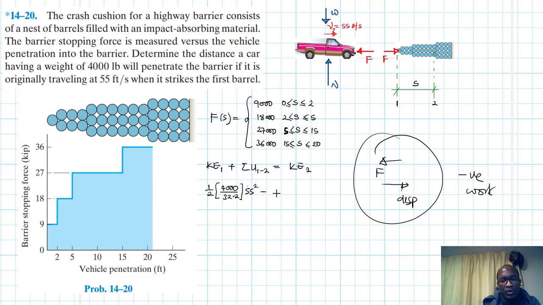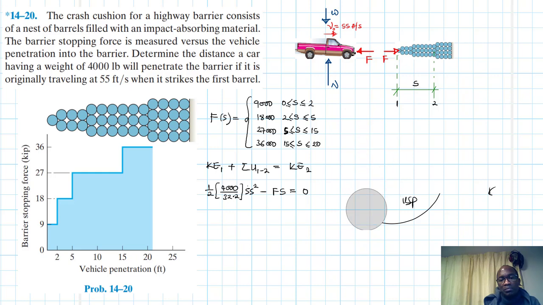So this is going to be equal to minus F times S. And since this vehicle will come to a stop at 2, it will have to stop. Therefore, the final velocity is going to be 0 at 2. Therefore, the final kinetic energy of the car will just be equal to 0.